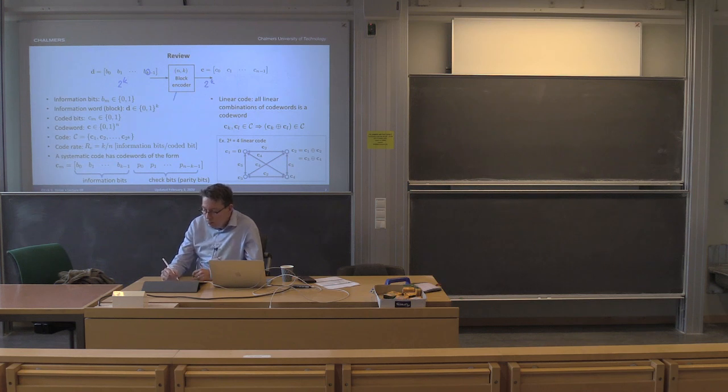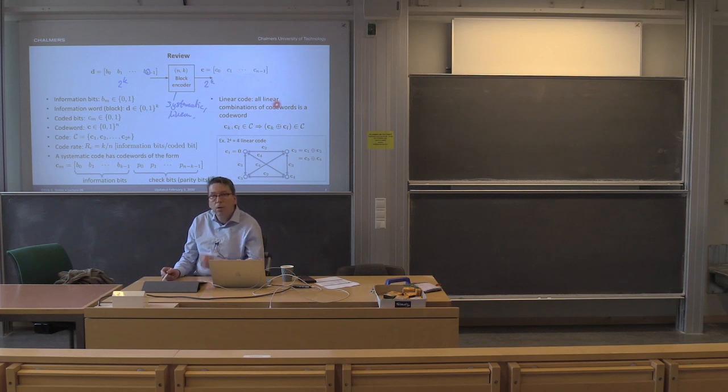Now, we would most often use systematic and linear block codes. So what are those? Well, systematic simply means that the first k bits in the code word are exactly the input bits. So this is a copy of the information bits in the beginning. And then we have some check bits or parity bits at the end. Remember, we have k input bits, and therefore we have n minus k parity bits. The whole thing is n bits.